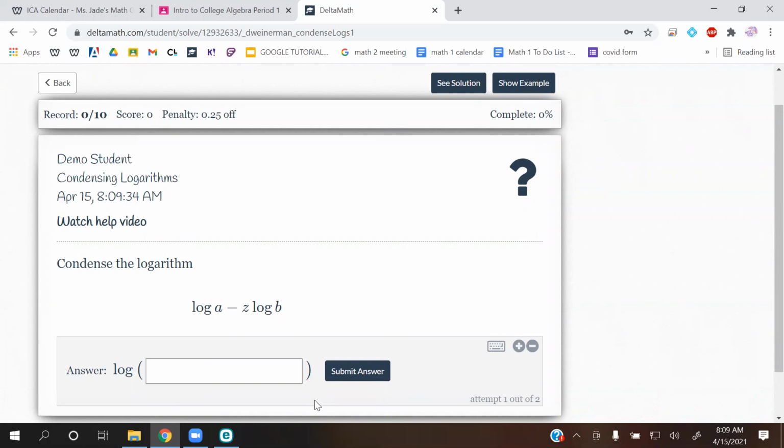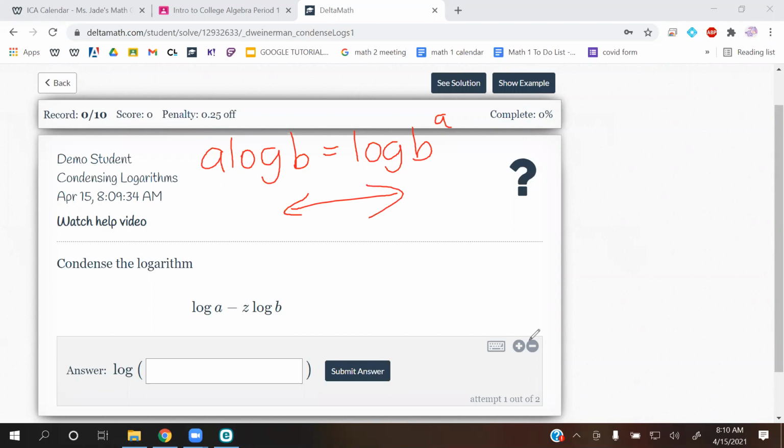Okay. Actually, you know what? Let me write out the condensing rules, okay? So I will use letters for this. If you have something like A times log B, this is the same thing as log B to the power of A. I think we have seen this before, like in the very beginning when we started doing logarithms, we kind of went this way, but I'm just telling you these are equivalent. So if you're condensing it, we're going to be going that way, okay?